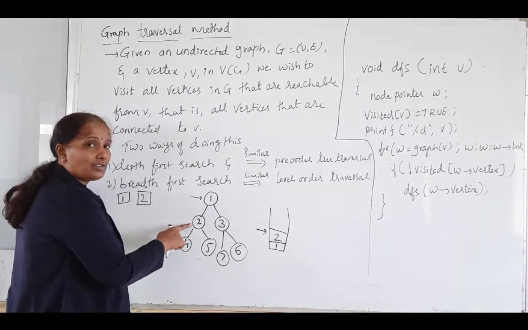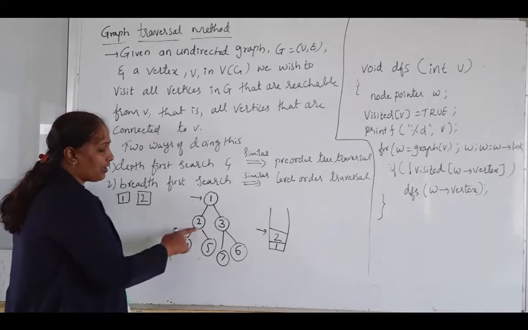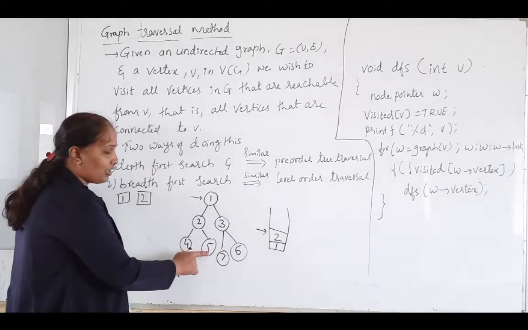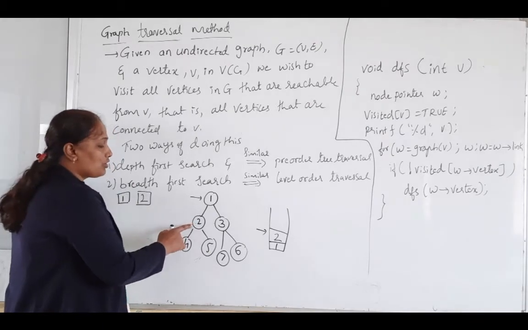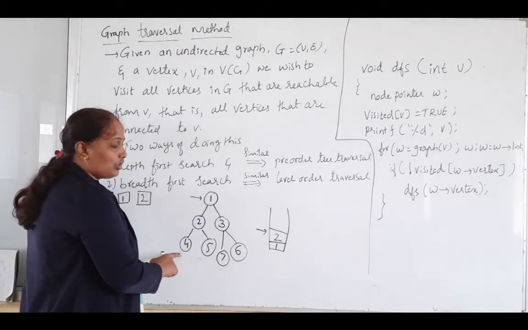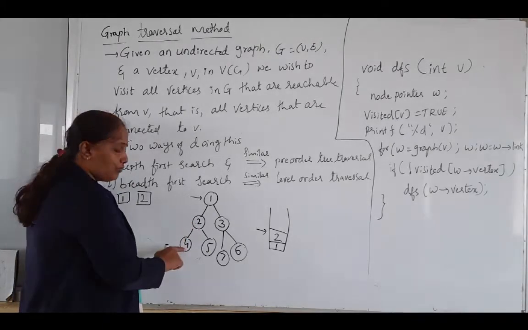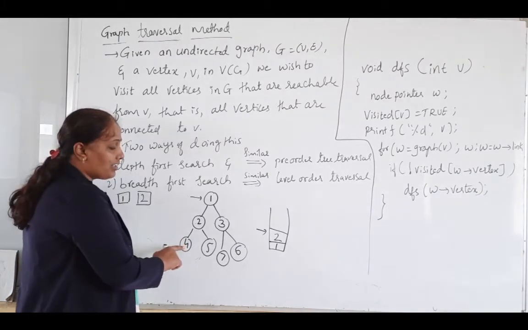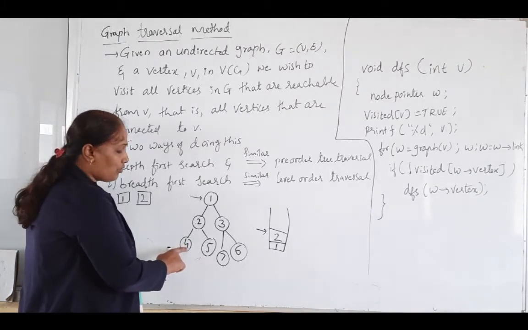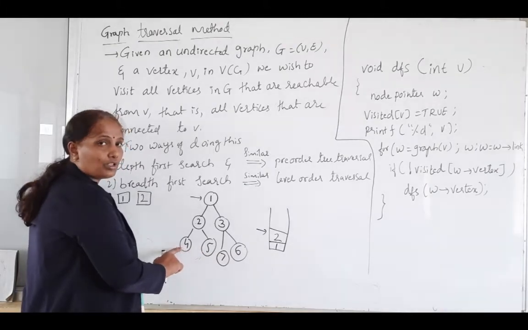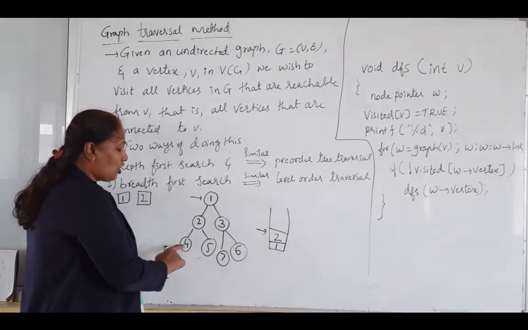So I am going to check the connected vertices from this vertex 2. What are the connected vertices? 4 and 5 are the connected vertices to this 2. Which one are you going to visit? Vertex 4, because it comes first in the order. When 4 and 5 are there, you are going to visit 4 first because it comes first in the order.